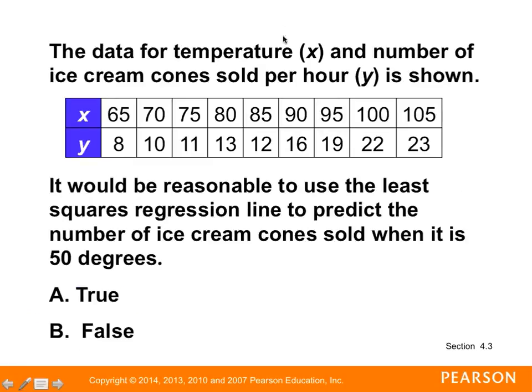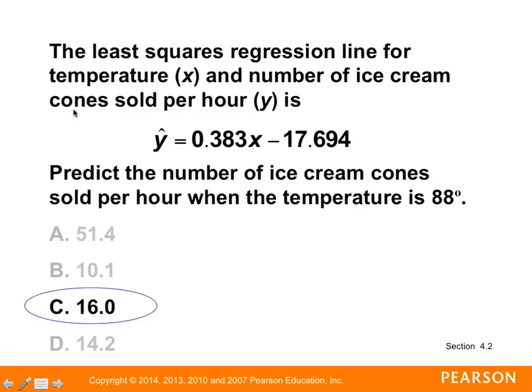Now here, we have the data for temperature x and the number of ice cream cones sold per hour y, and we want to know if it'd be reasonable to use the least squares regression line to predict the number of ice cream sold when it's 50 degrees. And for this one, we're going to say false, okay, because 50 degrees is fairly far from any of the other observations that we have. And if we actually plug 50 in, I'm not sure exactly what we're going to get. Let's go ahead and try it.